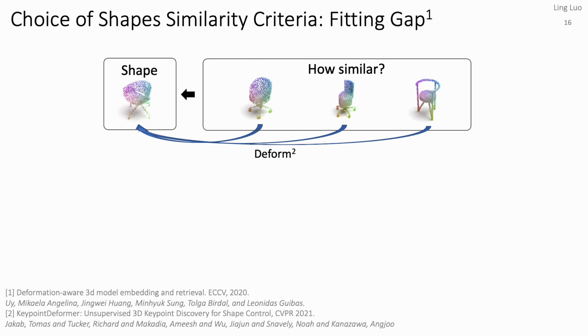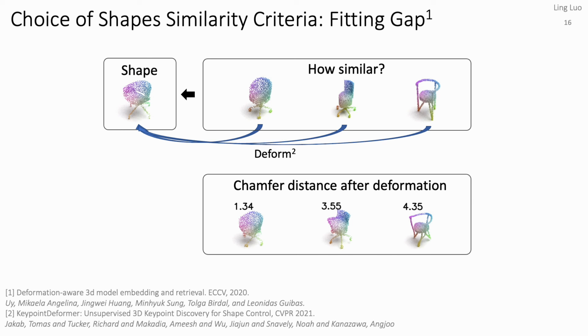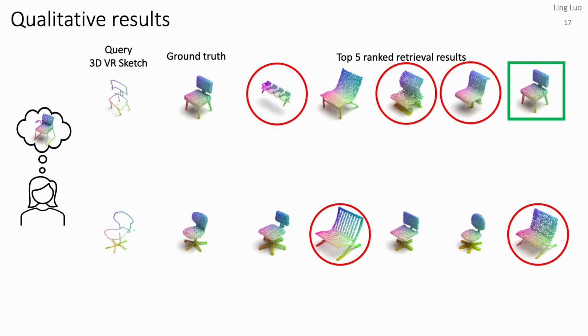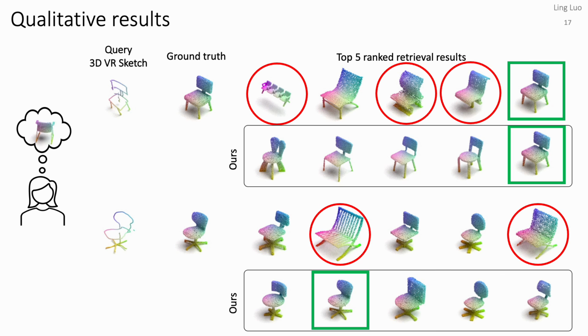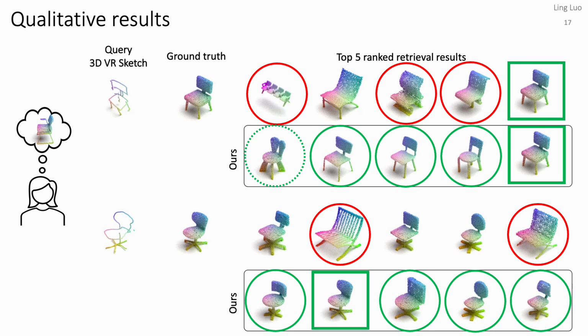To compute shape similarity, we rely on the fitting gap that computes the distance between two 3D shapes after deformation. In the bottom, you can see deformed shapes and their predicted similarity to the shape on the left. Compared with our previous work, the adaptive margin helps retrieve shapes with higher structural relevance.